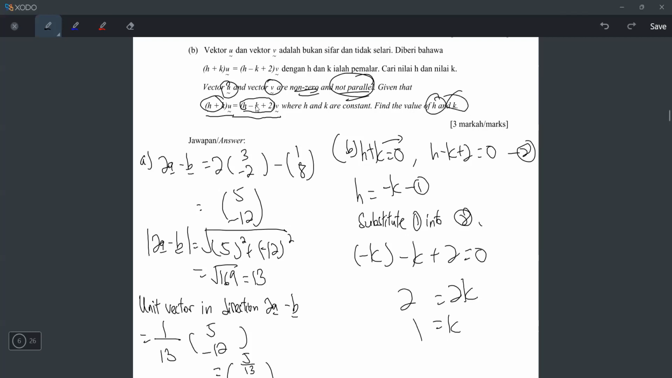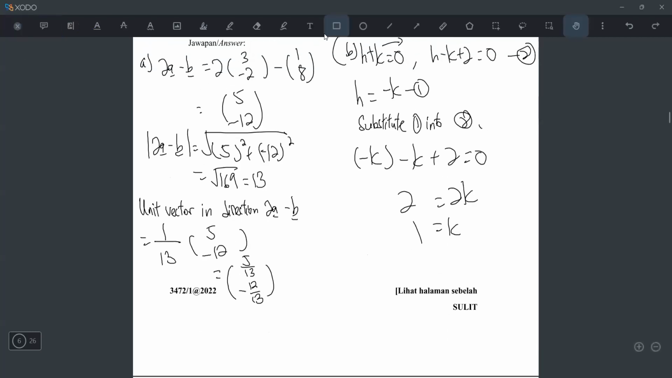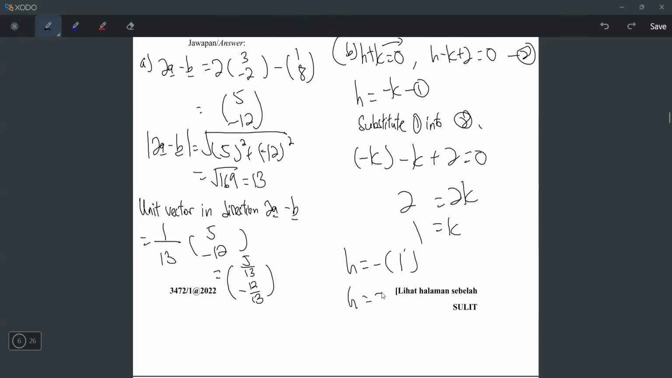But they want to find value of h and k. So not over yet. I still have to substitute back into one of these equations to find h. So let's substitute into this equation. H equals to negative k. But I already know k is 1. So h is negative 1. So I can write my final answer. H is negative 1, k is 1. Right? So that is my answer. Okay.